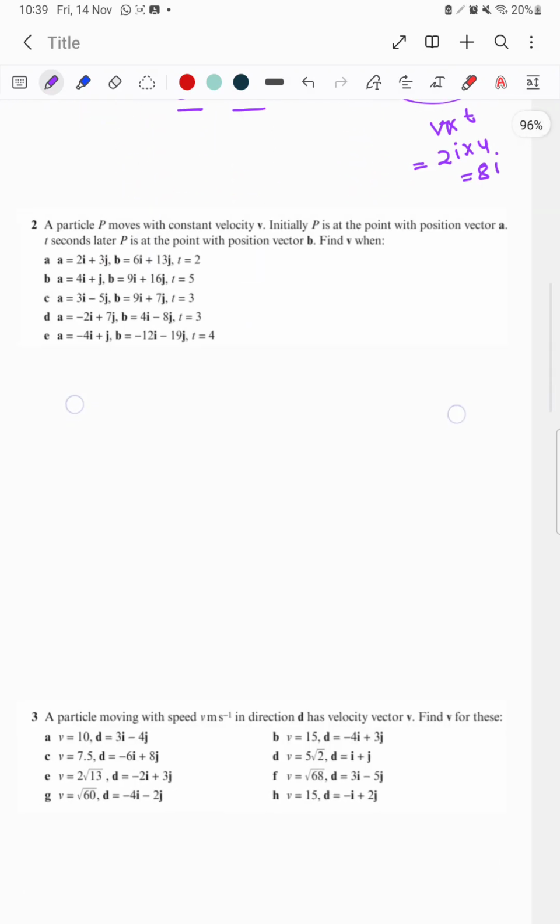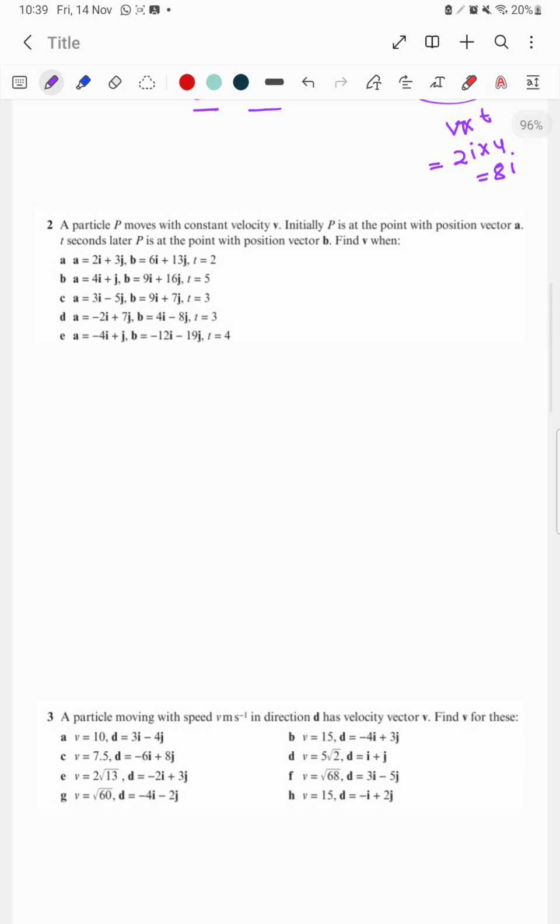Now we have our next question, question number 2. A particle p moves with a constant velocity v. Initially p is at a point with position vector a. T seconds later the object is at position vector b. They said time is given as t equal to 2, so we have to find out the velocity.